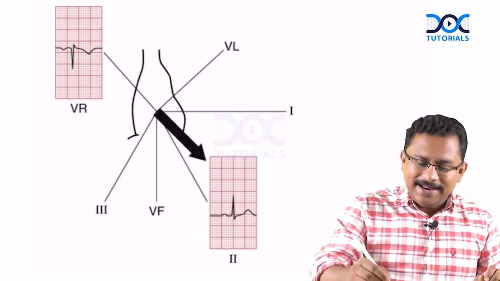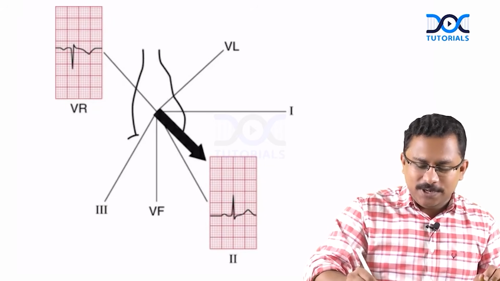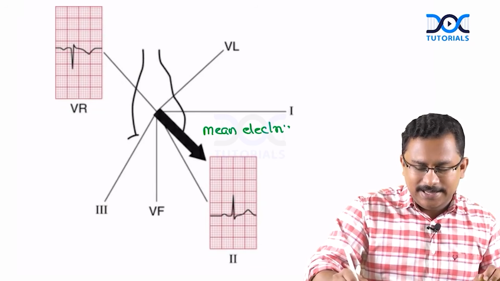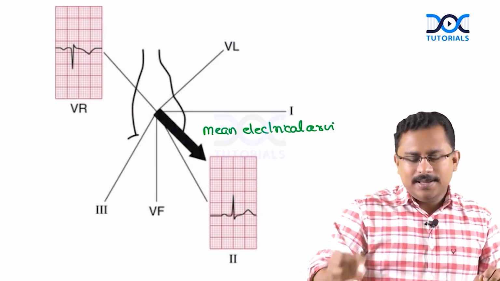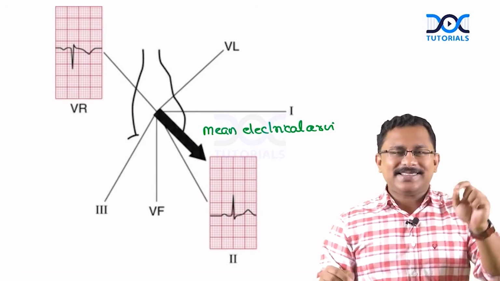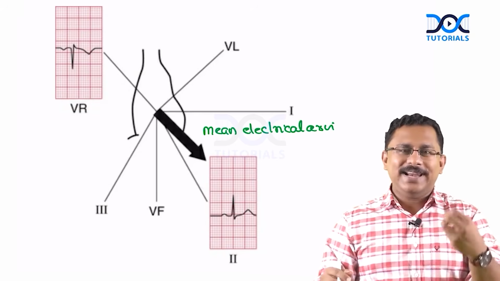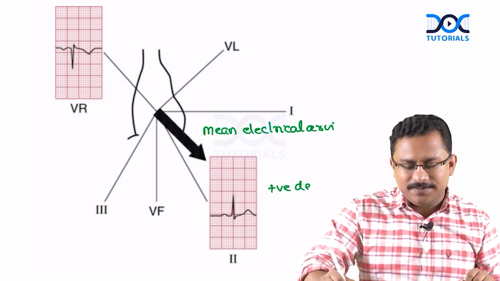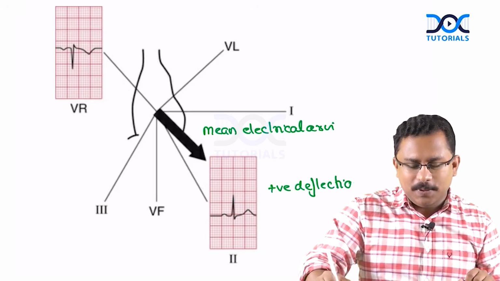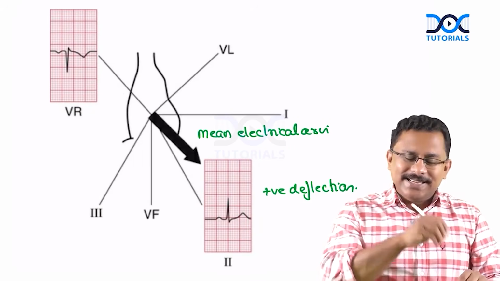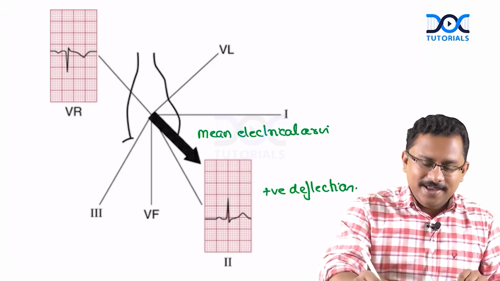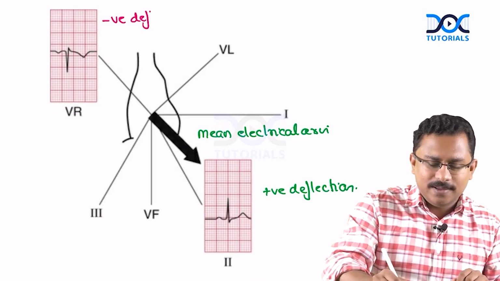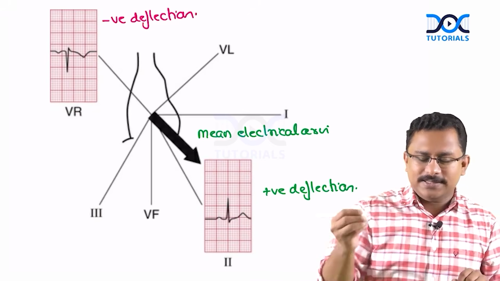So the solid black arrow corresponds to the mean electrical axis. Since the mean electrical axis is traveling in the direction of lead 2, lead 2 will have a net positive deflection. Whereas since it is traveling away from lead AVR, AVR will have a net negative deflection.